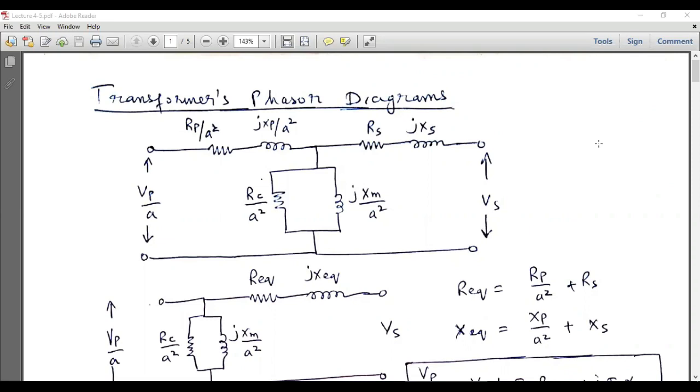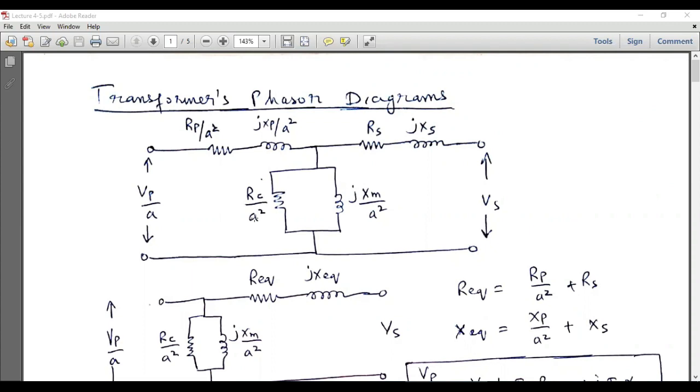In this lecture, I am going to move my discussion to the phasor diagrams of a transformer. So, for plotting these phasor diagrams, I first have to show you the equivalent circuit diagram of the transformer referred to the secondary side, which is shown in this figure.